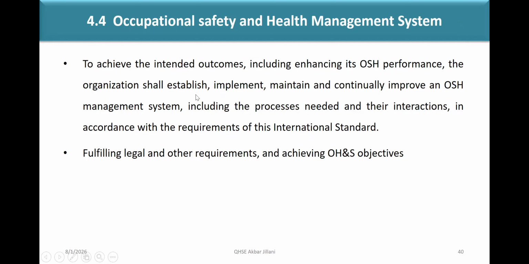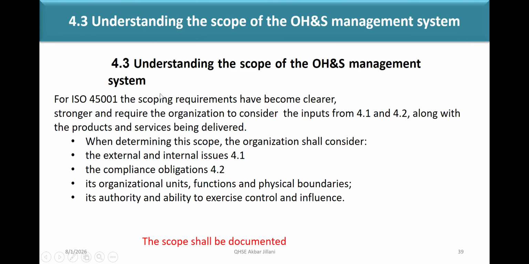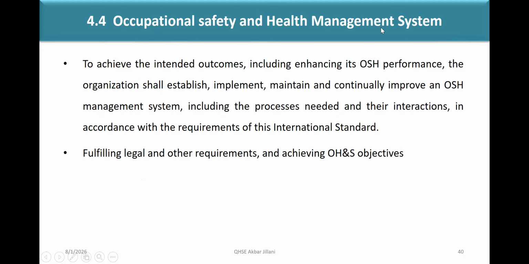Now, see here, 4.4, occupational health and safety management system. To achieve the intended outcome, including enhancing OHS performance, the organization shall establish, implement, maintain and continually improve an OHS management system, including the processes needed and their interactions, in accordance with the requirements of this international standard, fulfilling legal and other requirements and achieving OHS objectives.